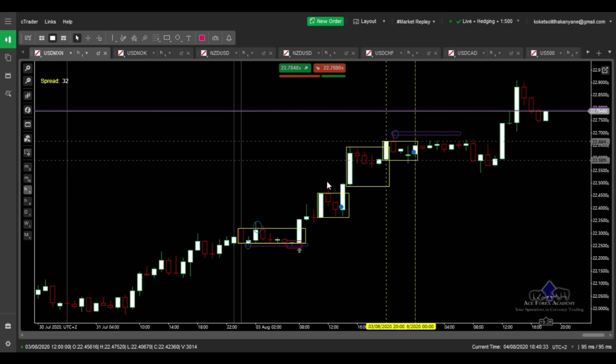I rarely look at the exotic currency pairs, right? But my strategy applies on every currency pair, right? So there we go. That's how you would have traded it on that Monday.